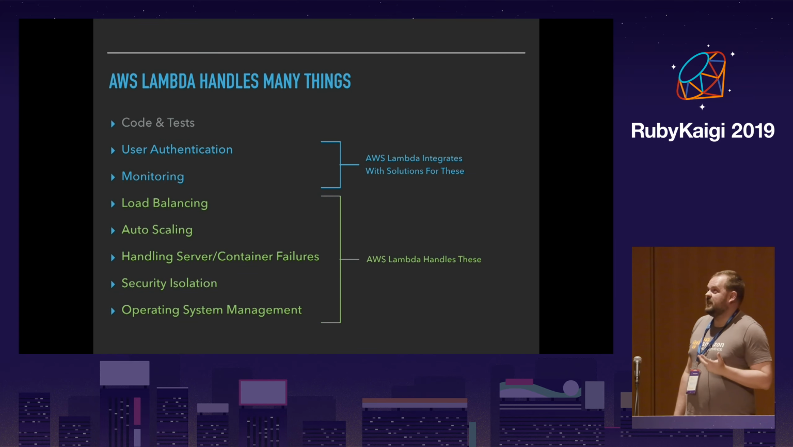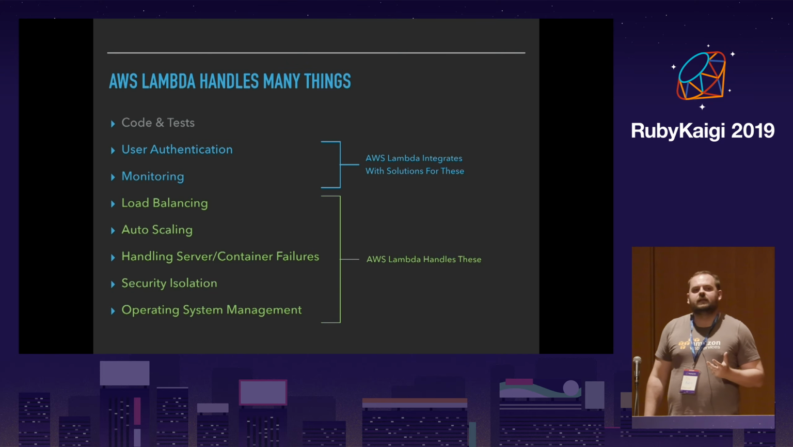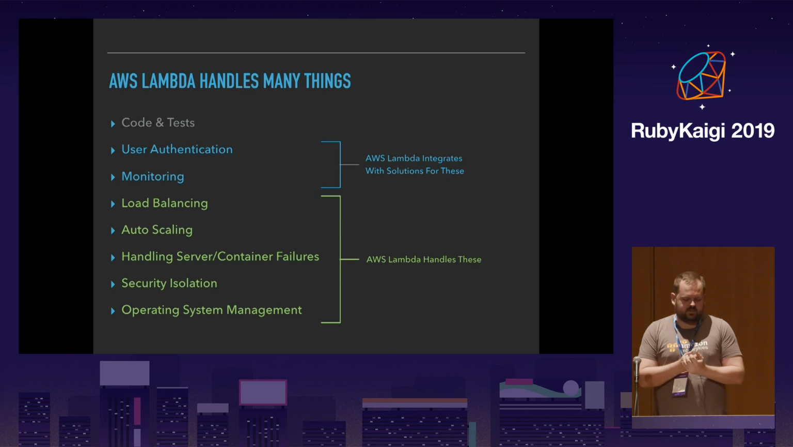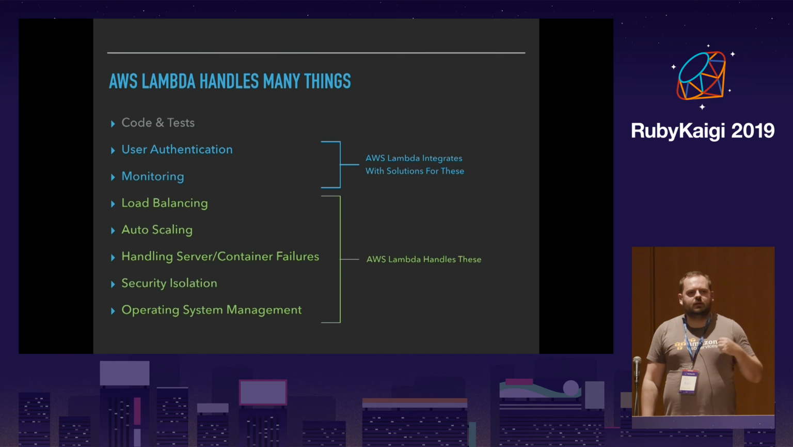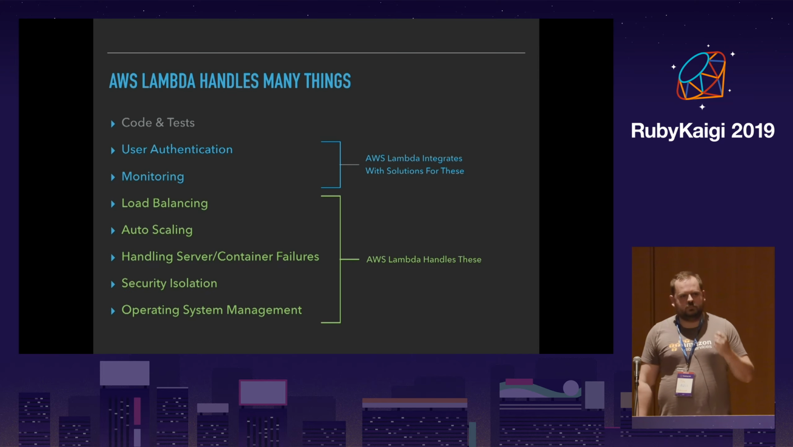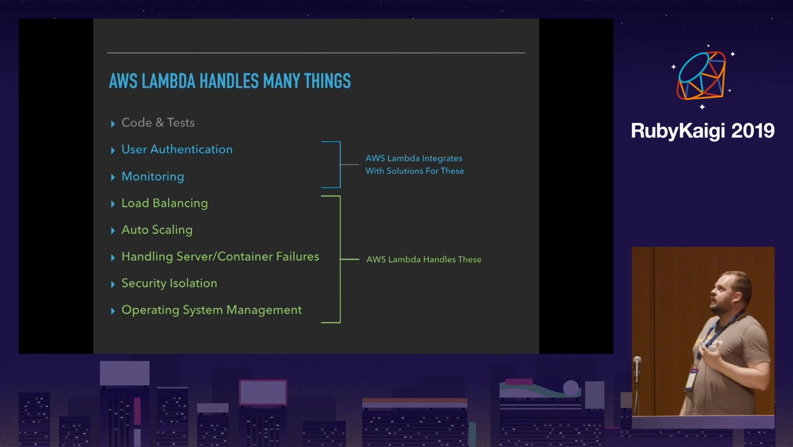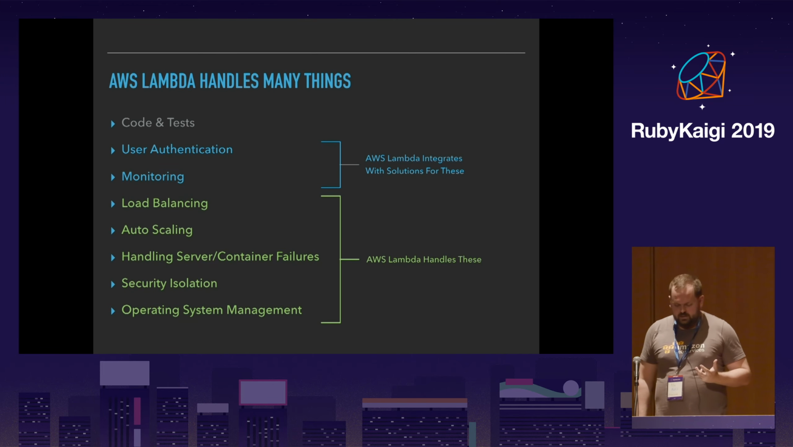Also, when we talk about things like user authentication and monitoring, AWS Lambda tightly integrates with other managed services that we have to help give a smooth story around user authentication and a smooth story around monitoring. So you have to do a little bit of configuration, but a lot less than you might have had to do before. So this is kind of the power and why we care about it.